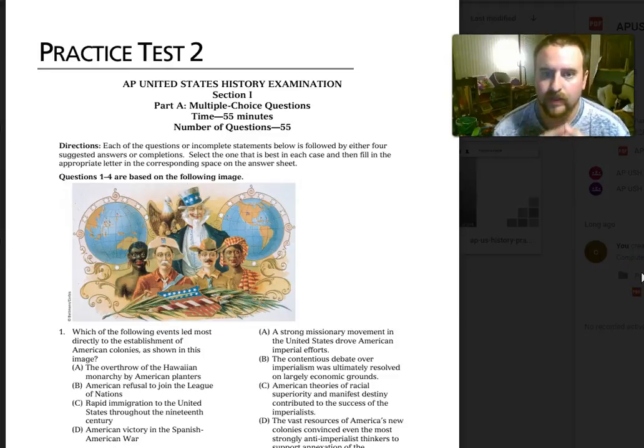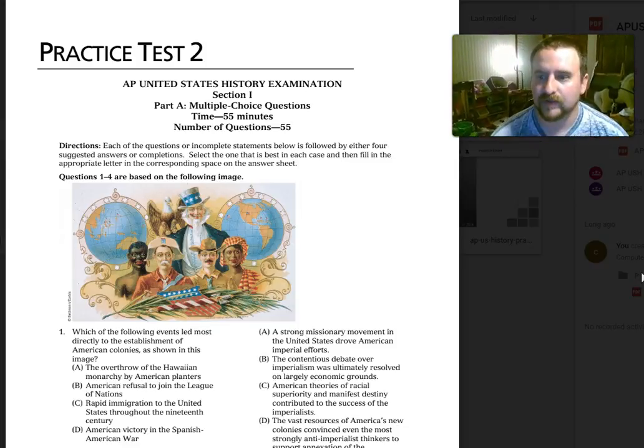Alright, so we're here in our review. We've got a test coming up kind of mode, so you can avoid seeing my daughter's mess in here.